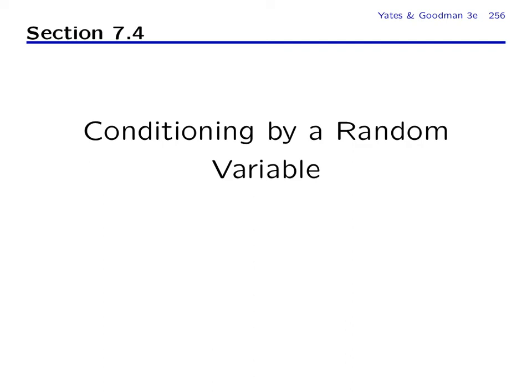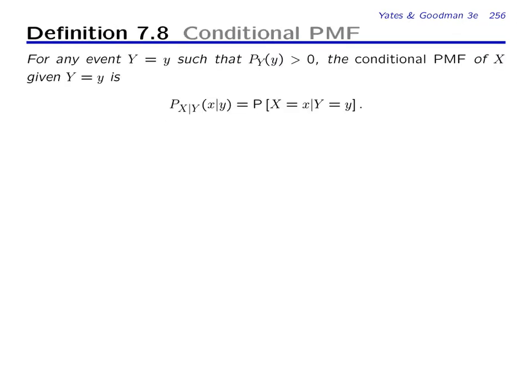Like the previous parts of Chapter 7, the situation here is that we have a pair of random variables X and Y. But now our conditioning is simple. We learn Y equals y, and the question is, what's the new PDF or PMF of X? When X and Y are discrete, the situation is simple.